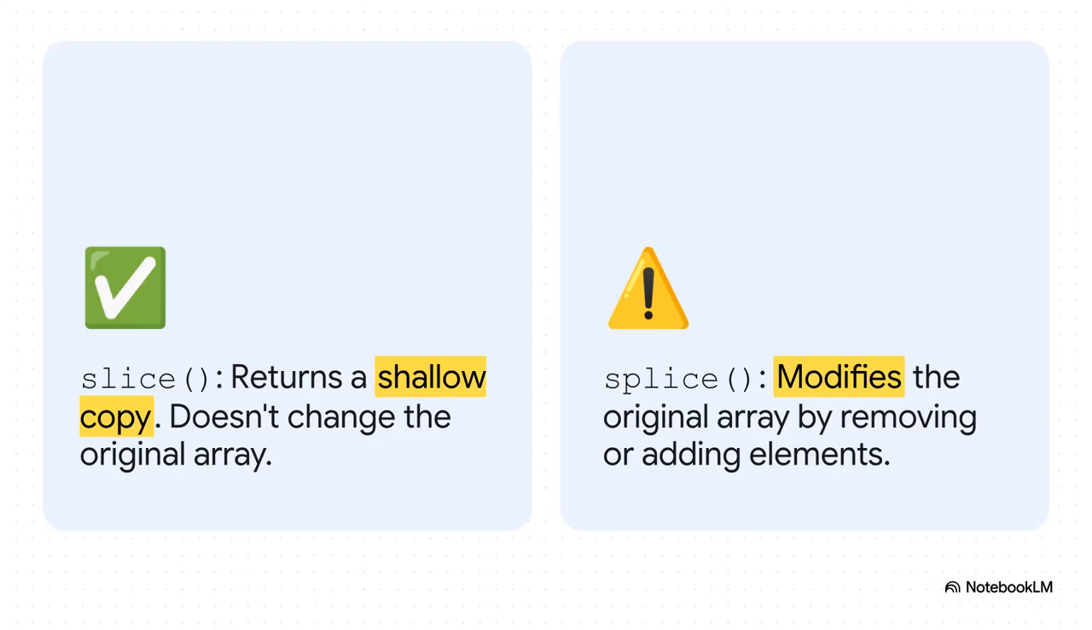Super versatile. Okay, here's a classic one that trips up everybody, so listen close. Slice versus splice. The easy way to remember is that slice is the safe one. It just takes a slice of the pie and gives you a new copy, leaving the original pie alone. Splice, on the other hand, is destructive. It goes in and permanently removes or adds things to the original array. So you have to be really, really careful with that one.